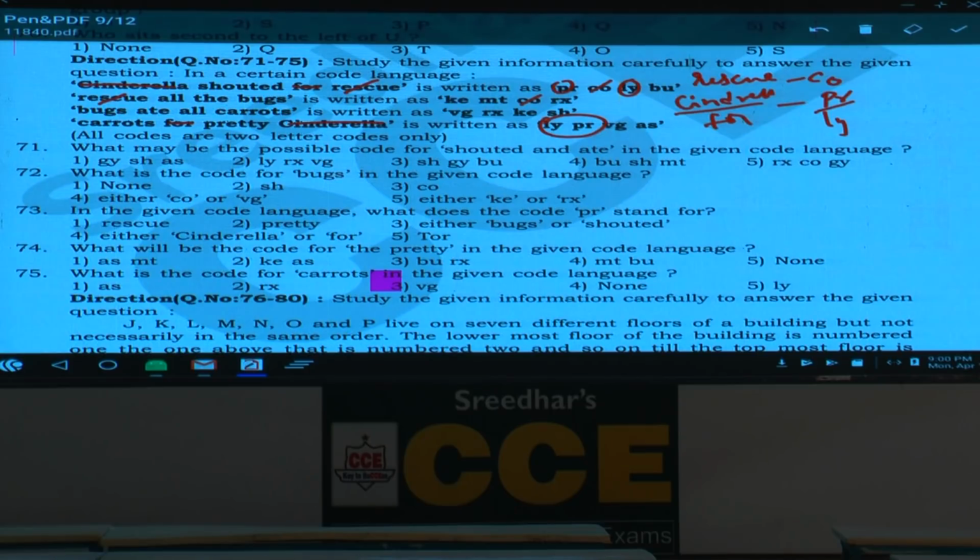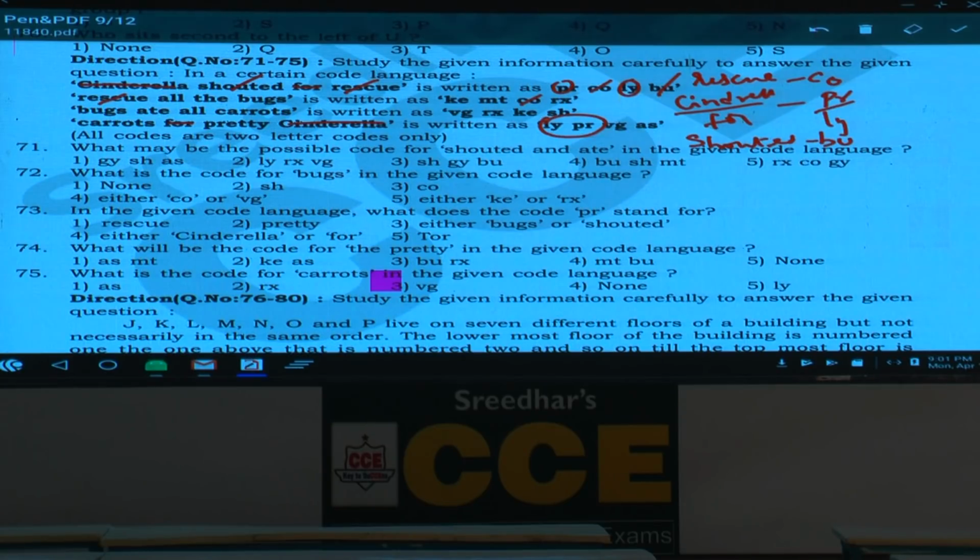Then in the first one, tell me what word is left over here. Shouted is the word left over. As shouted is the word left over, tell me what code is left over here. BU. Now the code for the word shouted is BU. Shouted, BU.